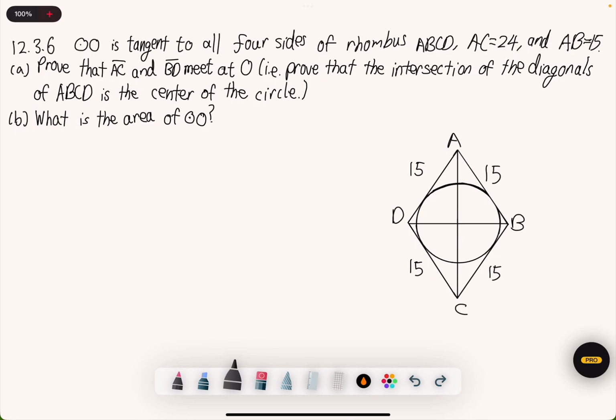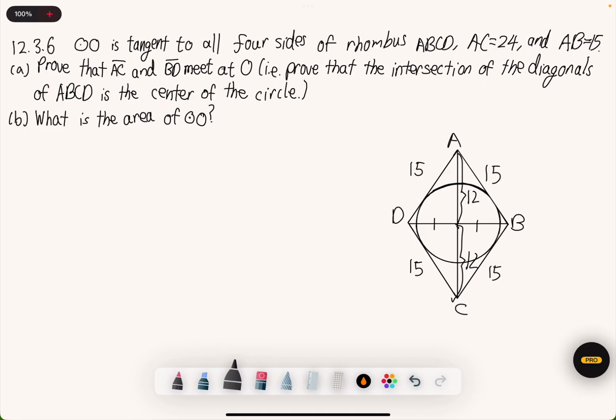Since this is a problem related to the diagonals of a rhombus, we're obviously going to use some properties of the diagonals of the rhombus. So what properties do we know? Firstly, we know that the diagonals AC and BD bisect each other. This means that since we know AC is 24, this segment is 12, and this segment is also 12. And we know that these two segments of BD are equal.